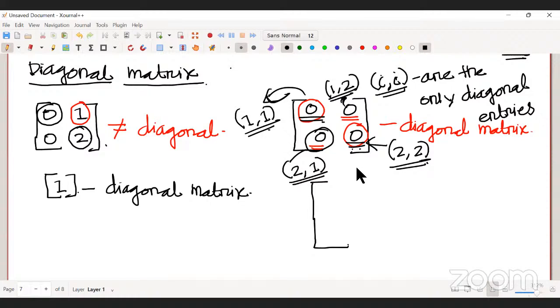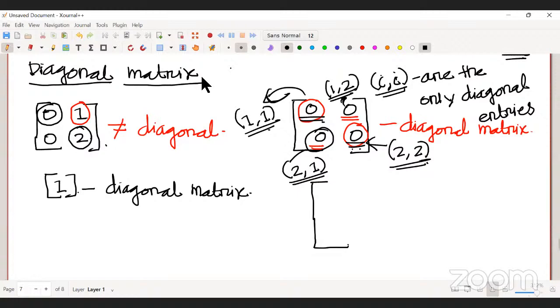Is it not that all diagonal elements are different from 0? It's not like that. Diagonal elements can be 0. Diagonal entries can take anything, but the non-diagonal entries should be zeros.